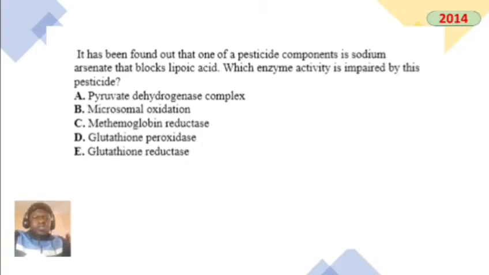It has been found out that one of the pesticide components is sodium arsenate, that blocks lipoic acid, right? Which enzyme activity is impaired by this pesticide? Okay, let me just give you a hint. In that enzyme, it contains three components, right? Lipoic acid and two other enzymes. One is pyruvate dehydrogenase, not complex. Some people call it pyruvate decarboxylase, but it's not correct. The correct is pyruvate dehydrogenase, and that one which contains lipoic acid, right?